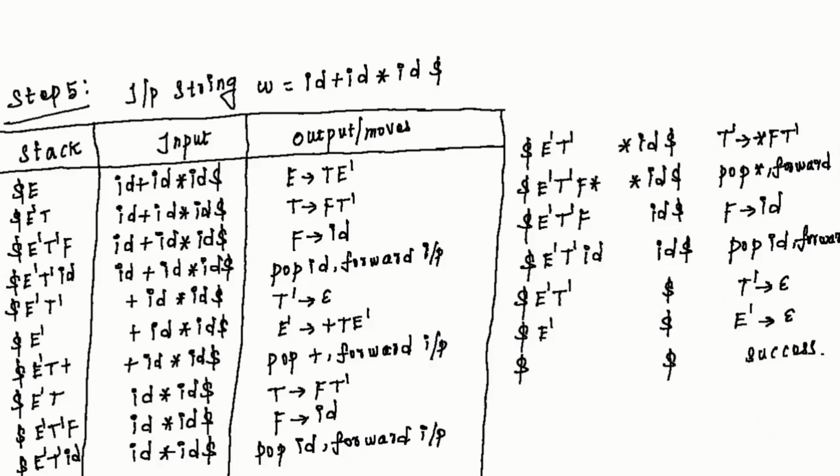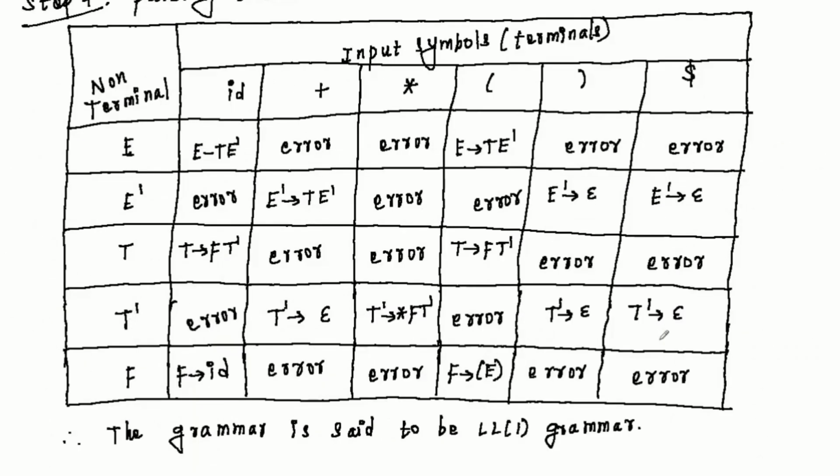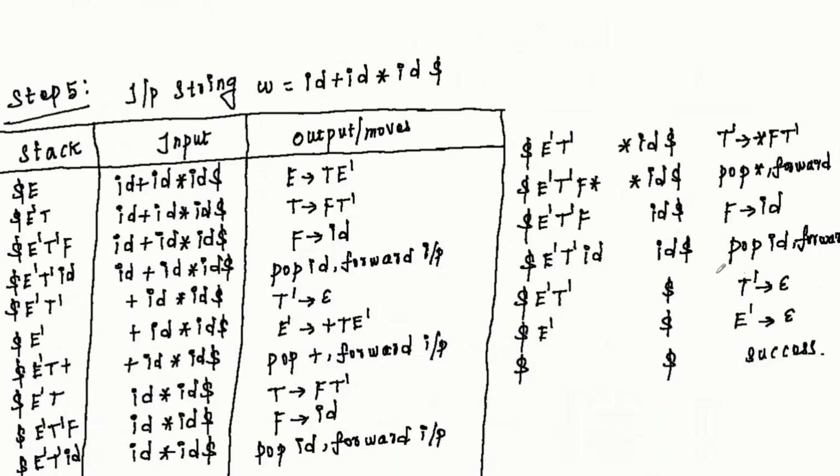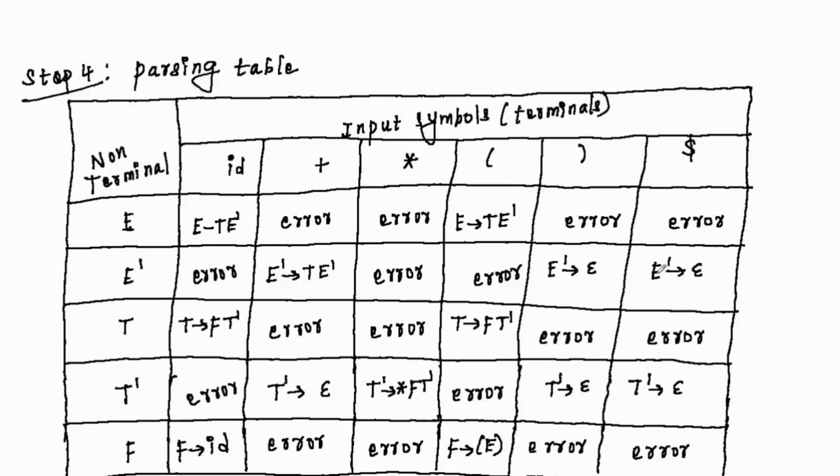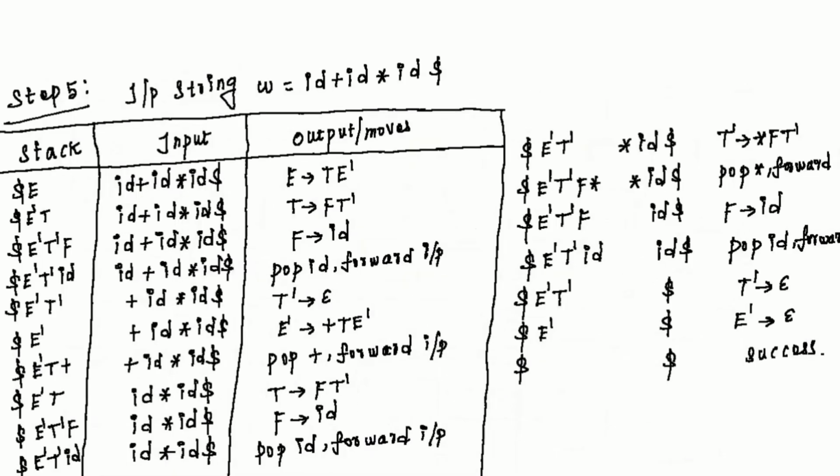Compare T dash dollar. In the parsing table, T dash dollar is going to be T dash tends to epsilon. Here you substitute T dash tends to epsilon. By replacing T dash, substitute epsilon, and you will get stack symbols dollar E dash, input symbol dollar. Then compare E dash dollar. In the given parsing table, E dash dollar is going to be E dash tends to epsilon. Here you substitute E dash tends to epsilon. By replacing capital E dash, substitute epsilon, and you will get dollar and input symbol dollar. That is, stack and input symbols are going to be empty. Then the input string ID plus ID star ID is accepted.